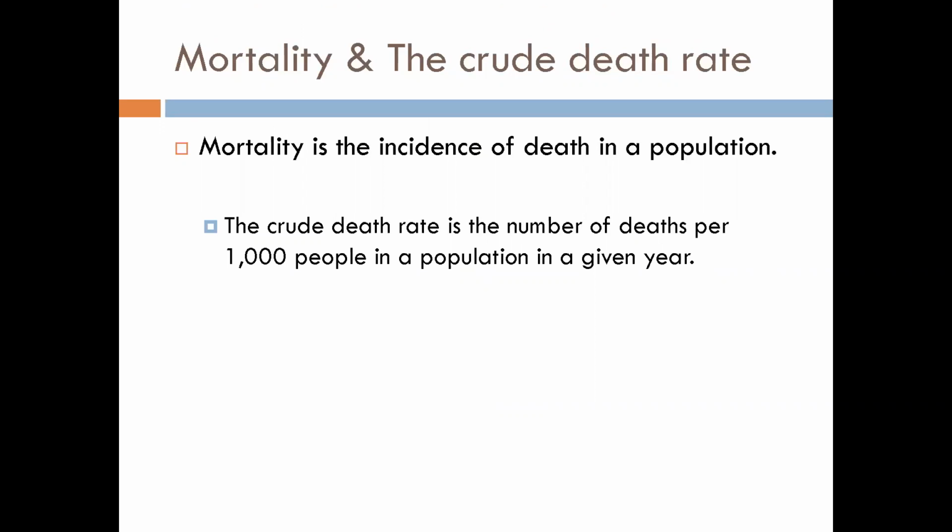We have amount, we have concept, and we have time duration, temporal course. One, the amount, number per 1,000 people. Two, the concept, death, number of deaths. And three, time duration, a given year, a specific year.